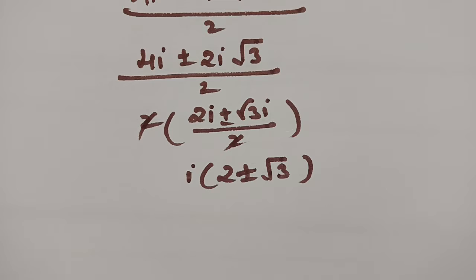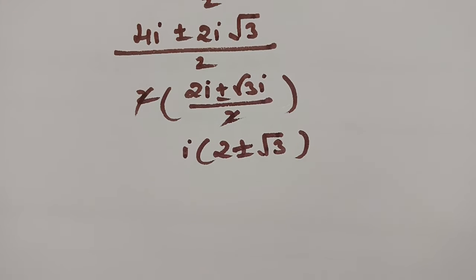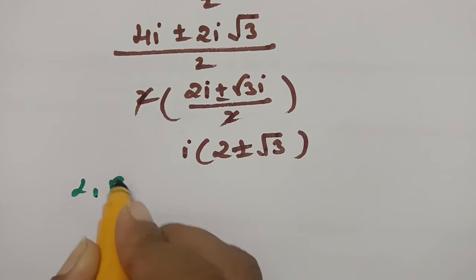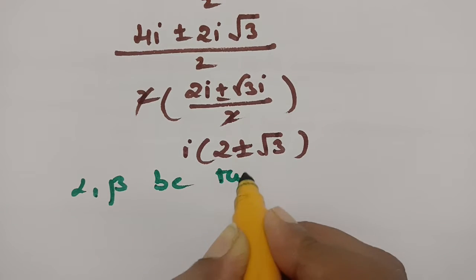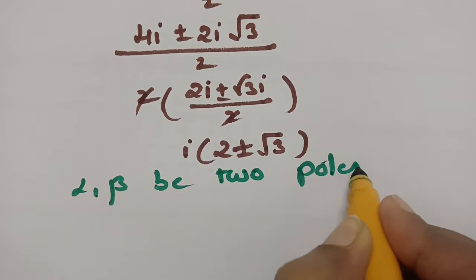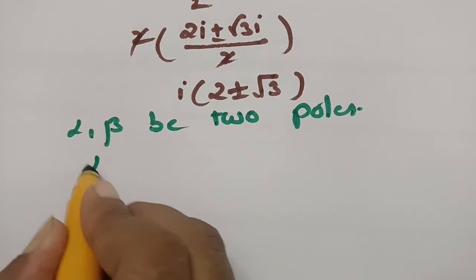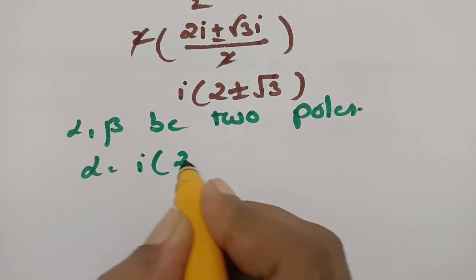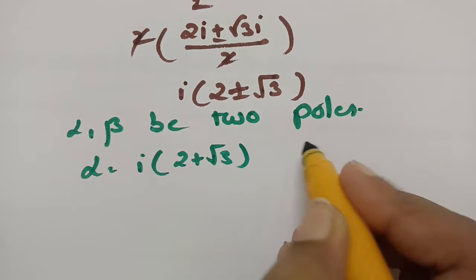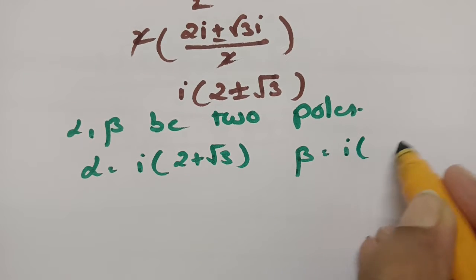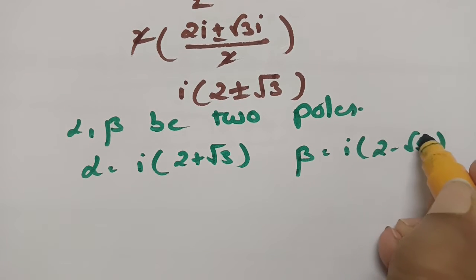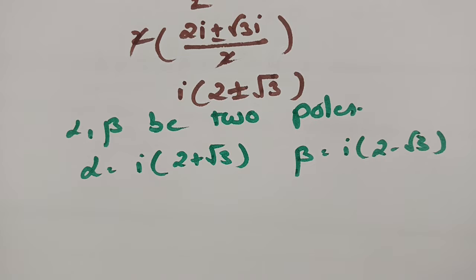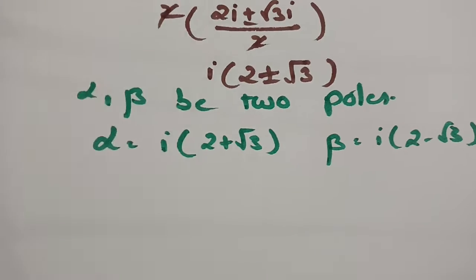And therefore if I consider alpha and beta as the two roots, so alpha, beta be the two poles here, then I am considering alpha as i times of 2 plus root 3, and beta value as i times of 2 minus root 3. See, clear? This is 2 plus root 3 and this is 2 minus root 3.